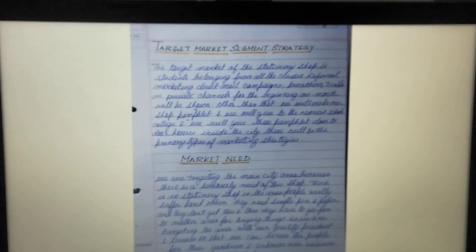Then comes the market need. Now what does this market need say to us? According to the needs, according to the requirement of the people, the products will be designed, and the product will be easily available at the busy corners of the streets. So these are the market needs.